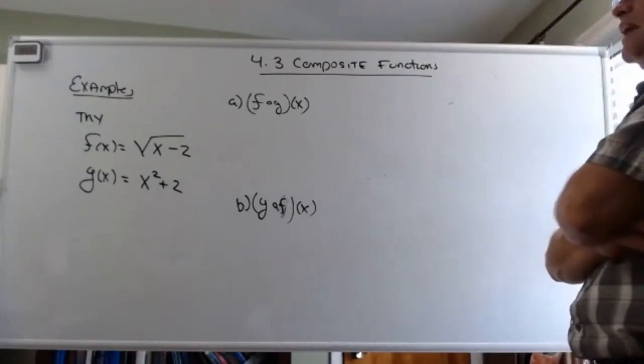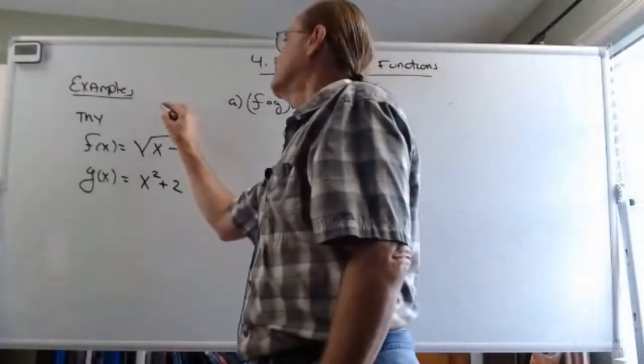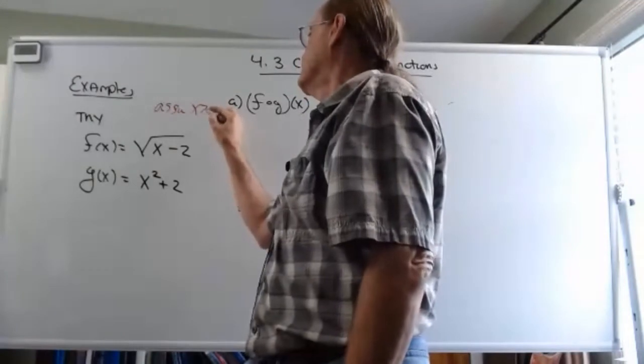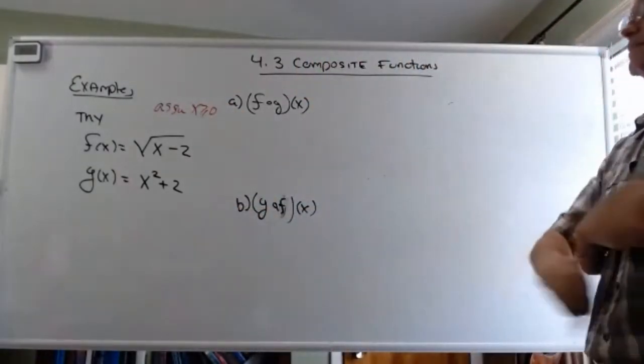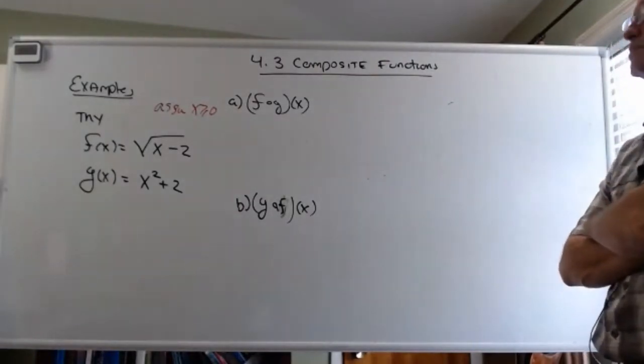Now we're going to assume that x is positive. So make the assumption, make life easier. We'll assume x is greater than or equal to 0. It's not negative, so we don't have to worry about anything into the radical. Actually, you can assume it's greater than 2, but.